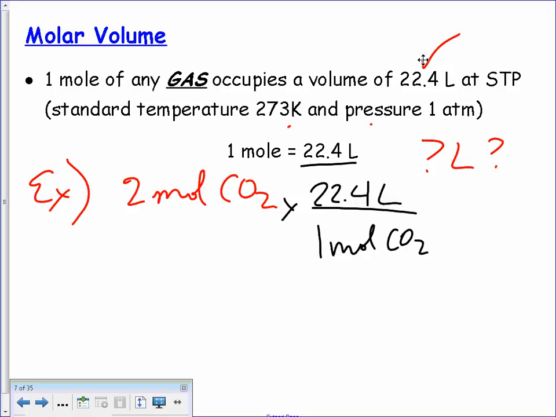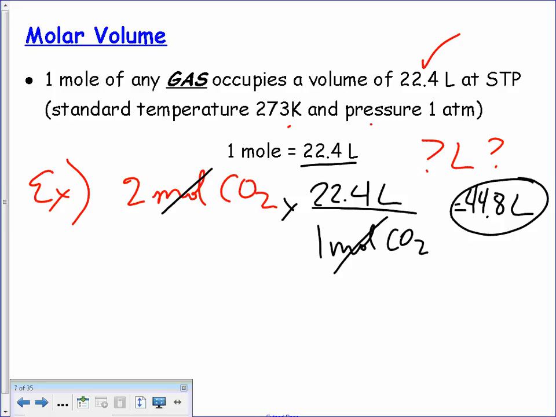But why are we setting it this way and not flipped? Why are we putting a conversion factor like this? So the moles cancel. The 2 moles unit cancels with this mole unit, leaving us with units of liters. You could do that in your head, 2 times 22.4. But I want you to realize you actually are doing stoichiometry. You are. So let's do another one.